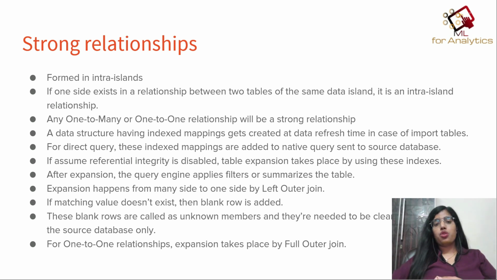So these blank rows are actually called unknown members. Any rows which have these mismatched key values are called unknown members, and they tell us that our source database needs cleansing. So in that case, what I'll do is go to the dimension product table and add that row over there. For one-to-one relationship, this expansion is going to happen by full outer join.